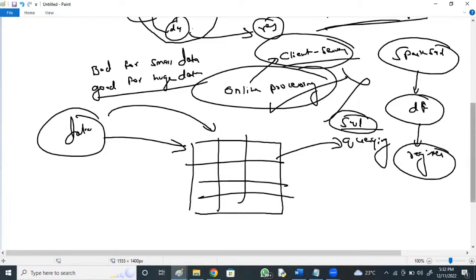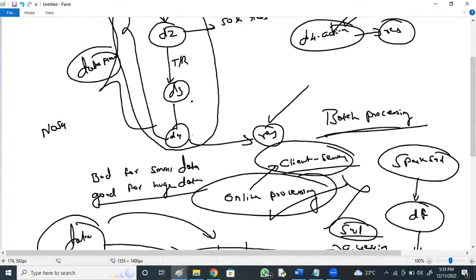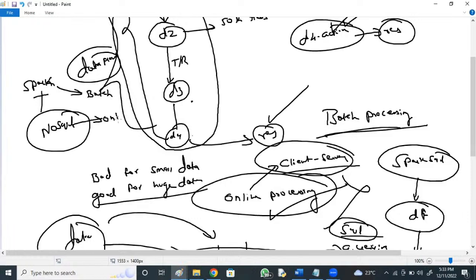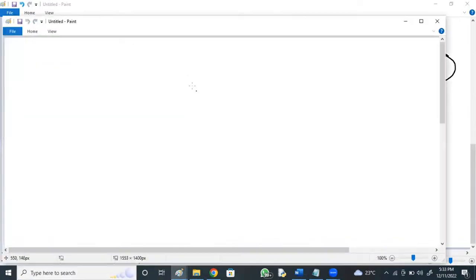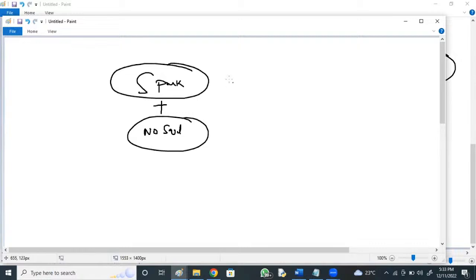If you want integration with NoSQL databases, either Spark integration or Hadoop integration with a NoSQL database, Spark can perform batch processing and the NoSQL database can perform online processing. Both combined can perform both batch and online processing. In real time, we will see a lot of integrations. If you want online processing, NoSQL databases are available: Cassandra, MongoDB, HBase.